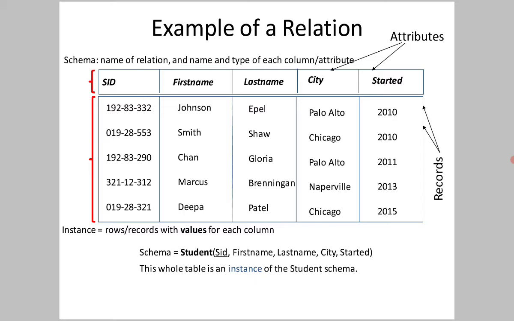Instance means rows or records with values for each column. So these are the various terms used in a relation or a table. Columns are also called attributes or fields, and records are also called tuples.